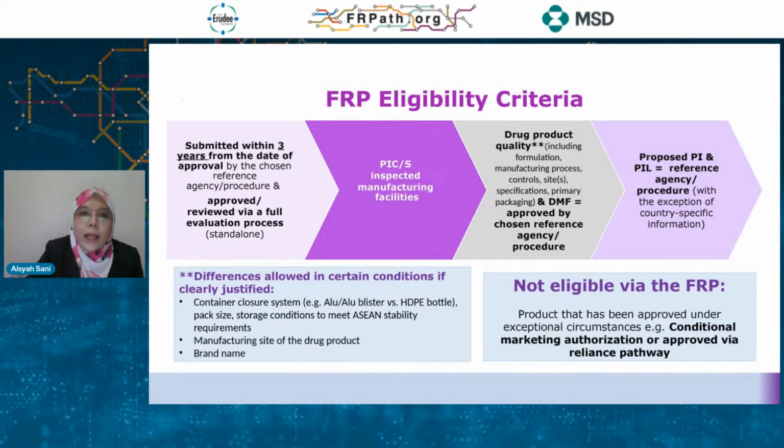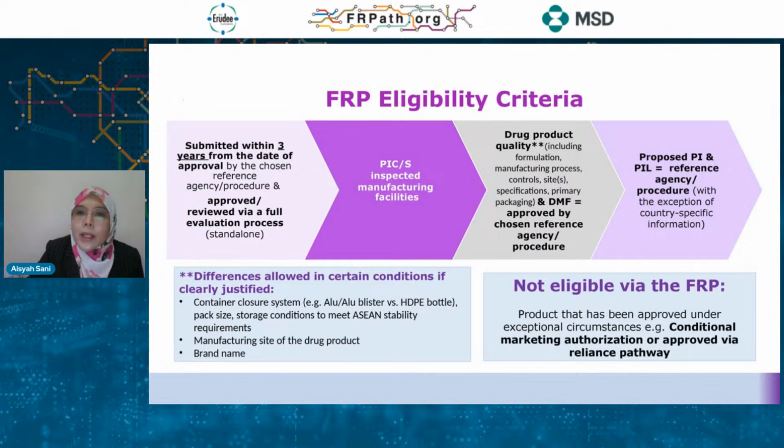But apart from that, there are certain things where we may consider differences from what has been approved by the reference agencies if clearly justified. For example, differences in container closure system, pack size, or storage condition to meet the ASEAN stability requirement. And we also may consider a difference in the manufacturing site of the drug product if it is very strongly justified, and also a difference in the brand name.